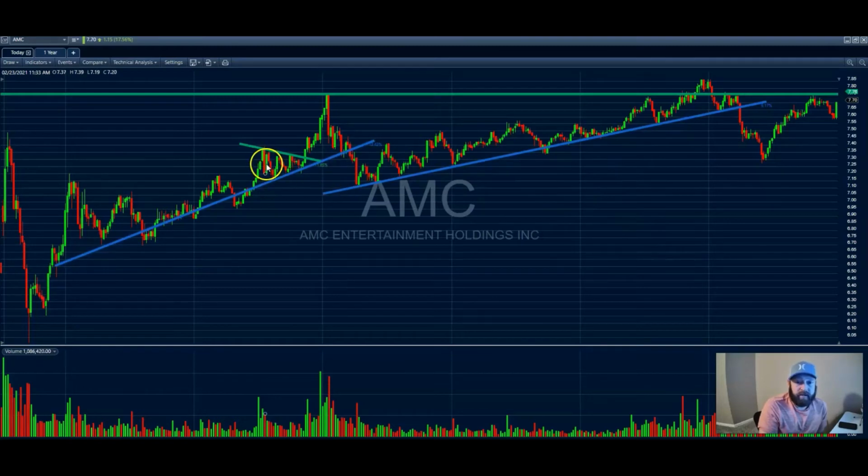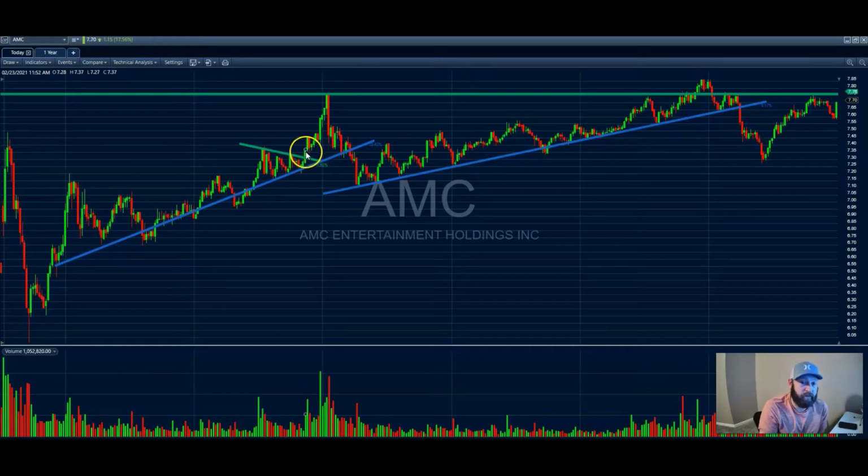So first we're going to take a look at this symmetrical triangle. In theory, your move should be as large as where the triangle starts. So we've got about 7.15 to 7.45. So that's about a 30-cent move you can expect once it breaks, whether it's up or down.